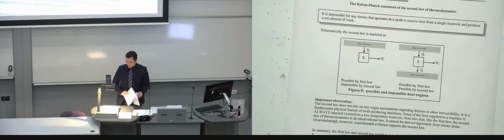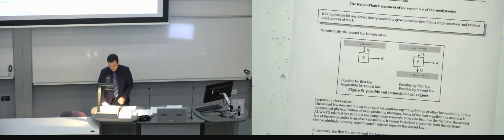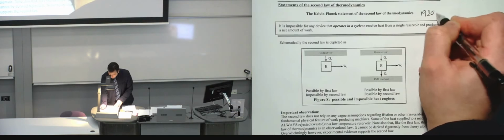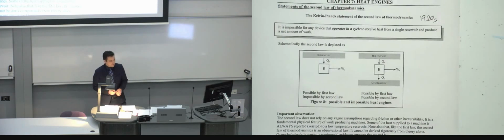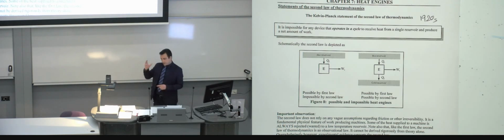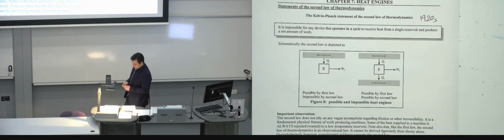Now, I want to look at some of the statements related to the second law of thermodynamics. These are important statements or extensions of the second law. The first one is the Kelvin-Planck statement. This is from the 1920s. Not that you really care, but this is just to give you a time scale, because we've got more statements, and I just want to give you an idea of the time scale and the history of these things.